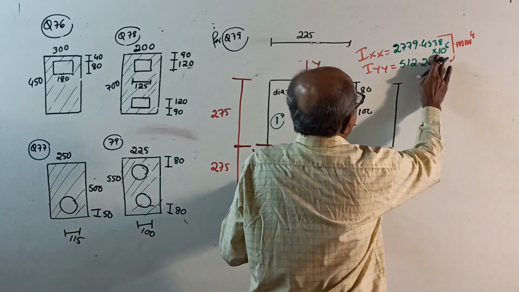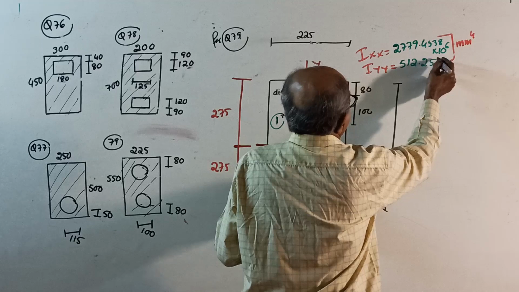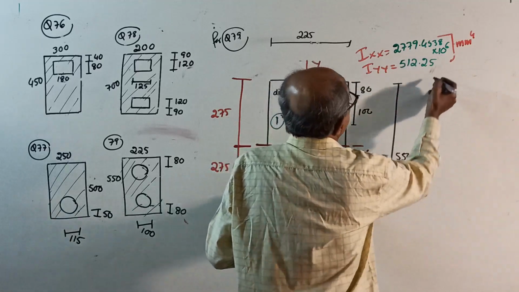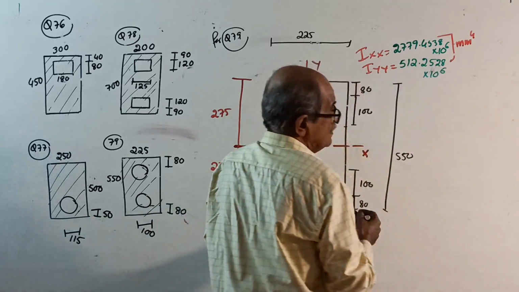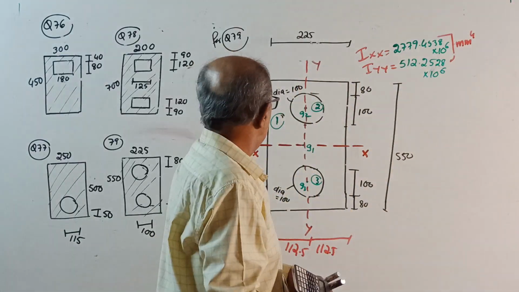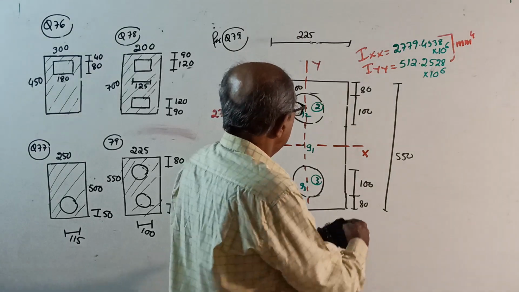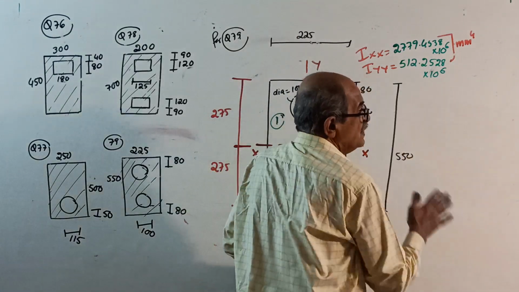512.25, not 2528 into 10 to the power 6. If wrong, let me know in the comment box. I will correct it. Okay, so this 550 became inclined.